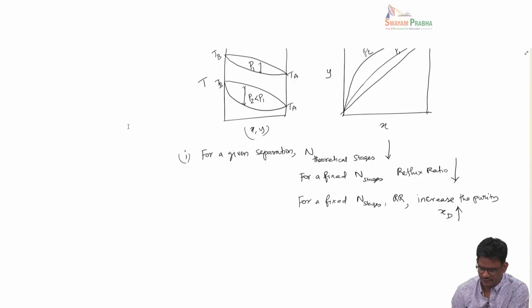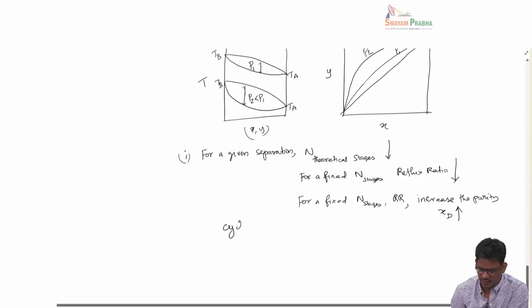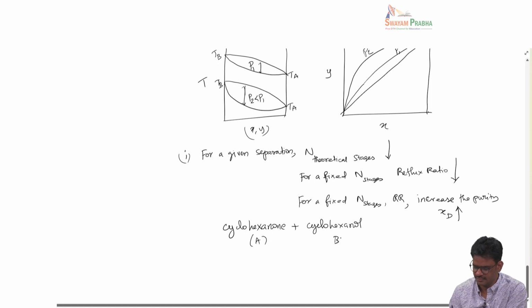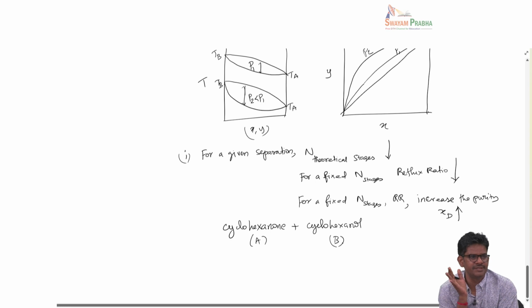I can give one specific example. Studies have shown that in the case of nylon 6 manufacturing, there is a particular component that we want to distillate off, the mixture of cyclohexanone plus cyclohexanol. Okay, these are two components, A plus B. These are intermediates in the formation of caprolactam and nylon 6 also.